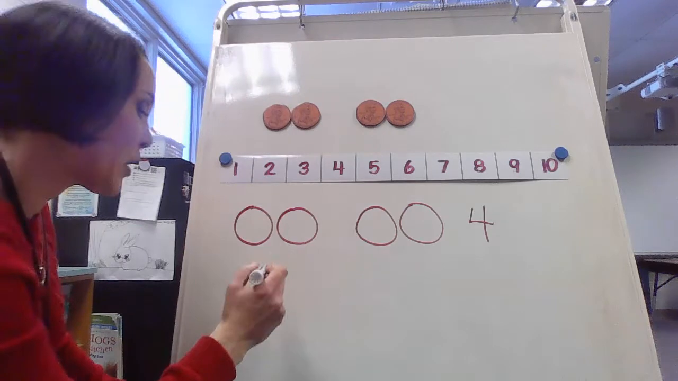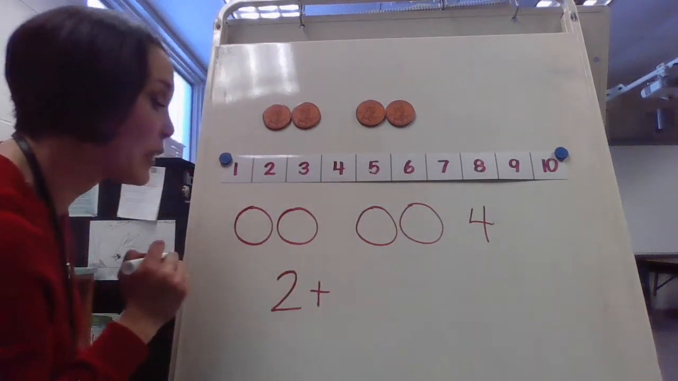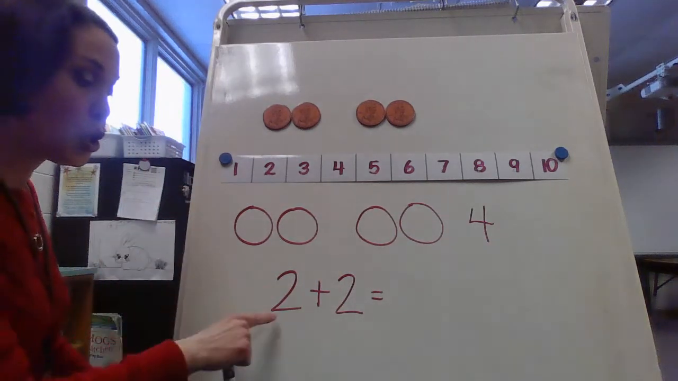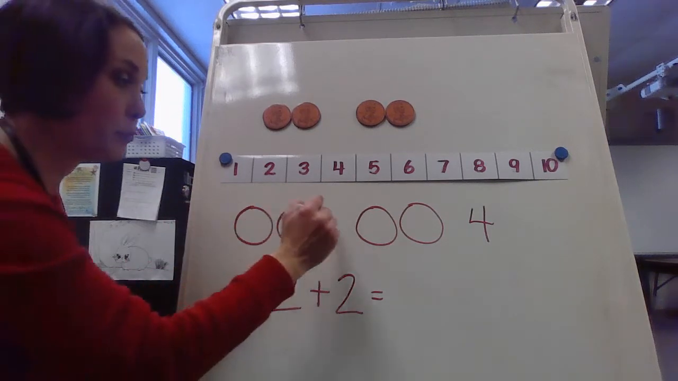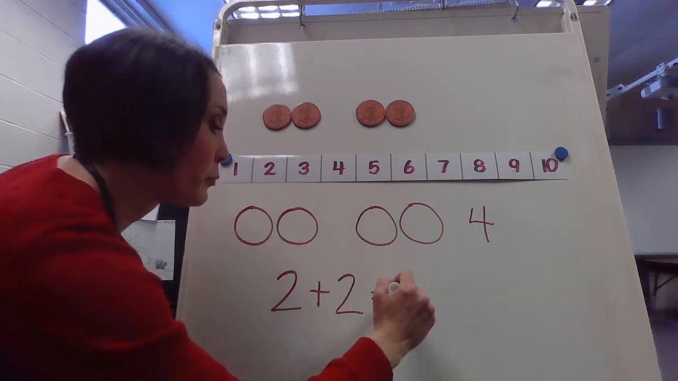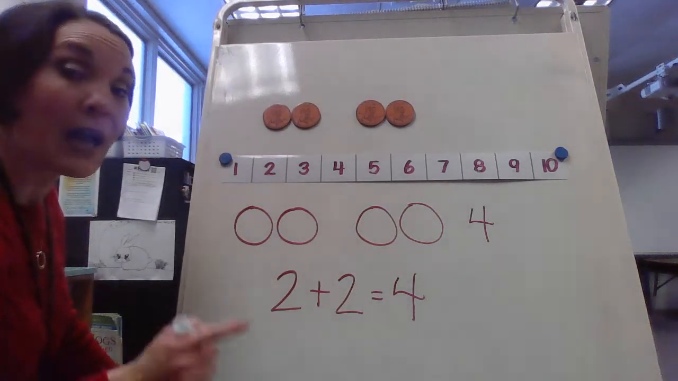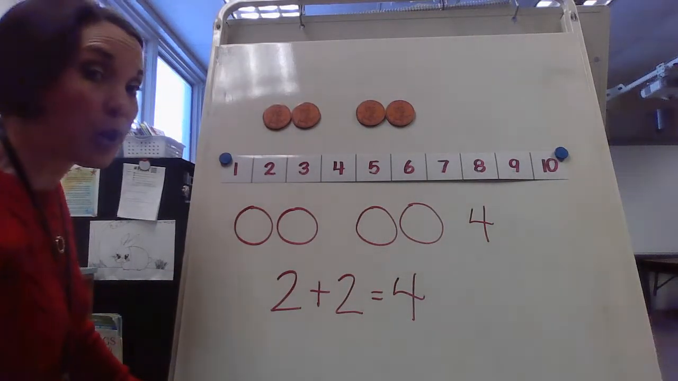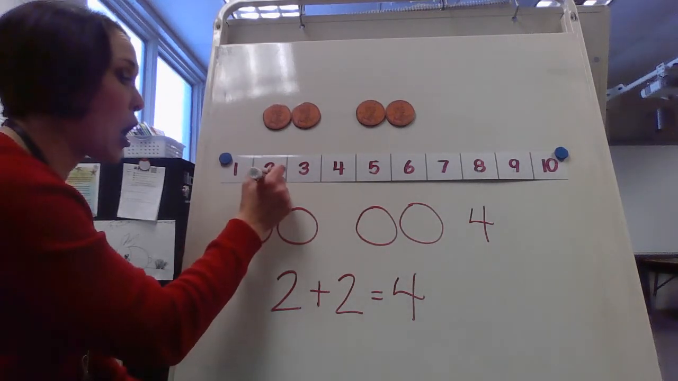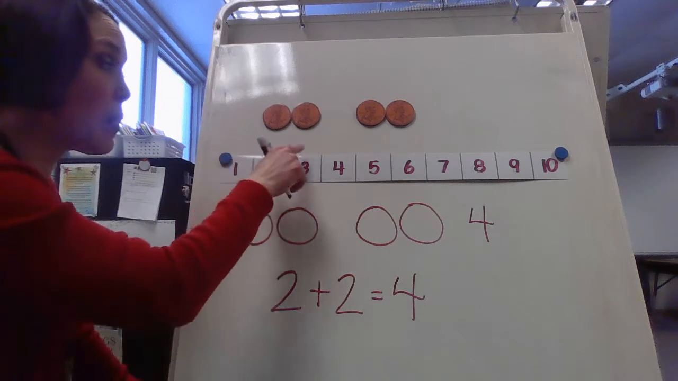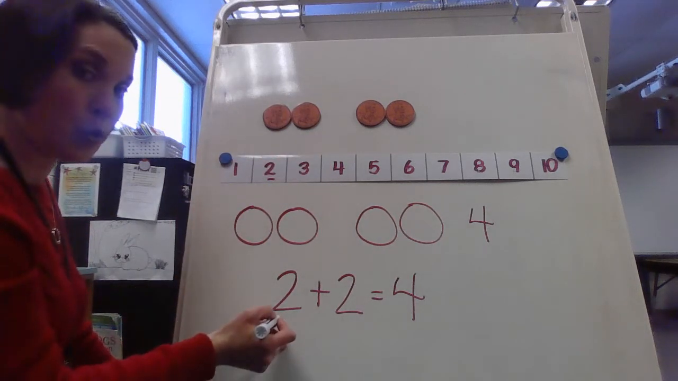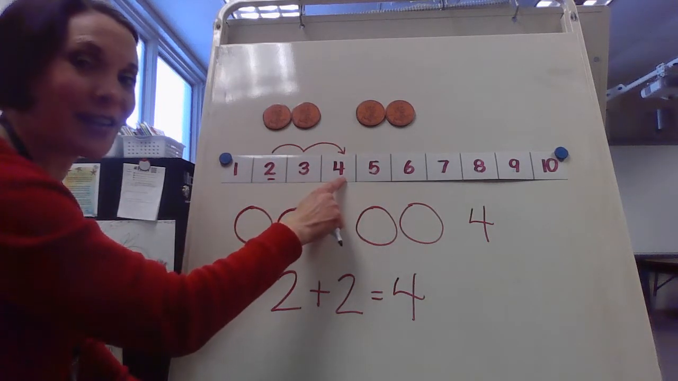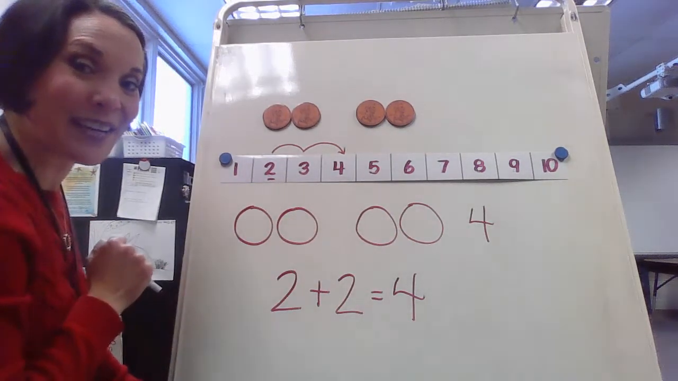I have 2 that she started with mom, plus 2 more that she got with dad, 2 plus 2 more, 1, 2, 3, 4, would be 4. Let's do our counting on strategy. We don't have to worry about finding that bigger number. We're going to start right on 2, and then make 2 more hops. 1, 2. Look at what we ended on. Look at what our answer is.